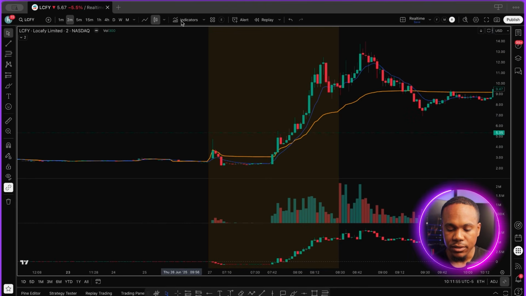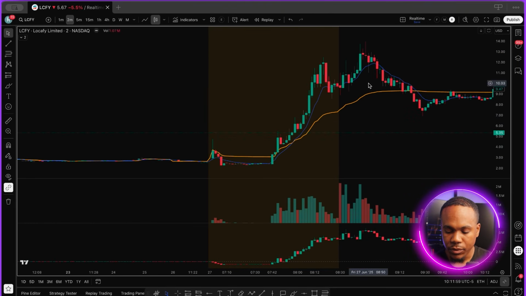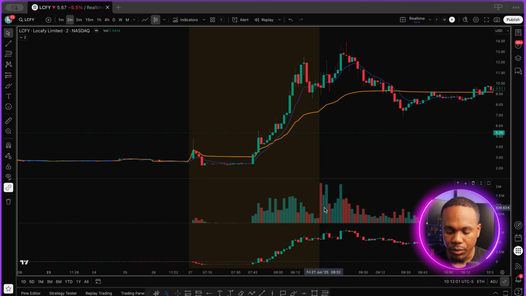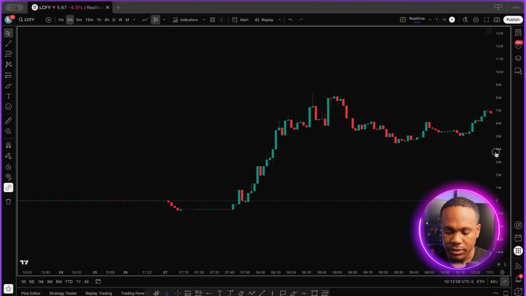In order to access it, you go to indicators and you type in cumulative volume delta. And this is your normal volume bar. And this is the cumulative volume delta. All right. Now, we're going to break down this indicator.